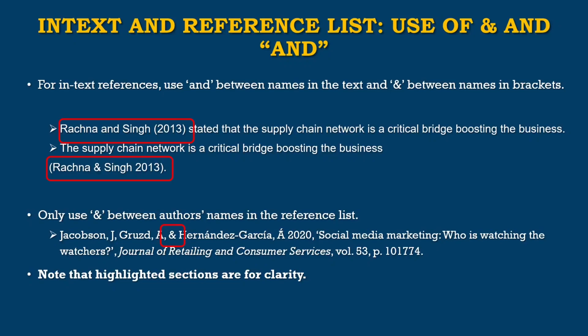Take the given examples to have better clarity. In the first example, as the authors' names are used in the sentence, "and" is used, whereas in the second example, the authors' names are given in brackets and thus the ampersand symbol is used. In the reference list, only the ampersand must be used between the names of the last two authors.